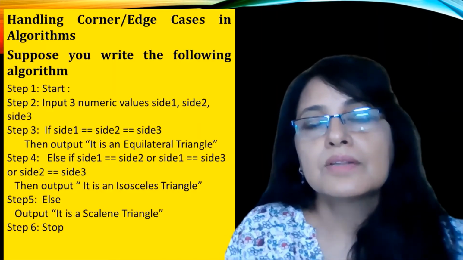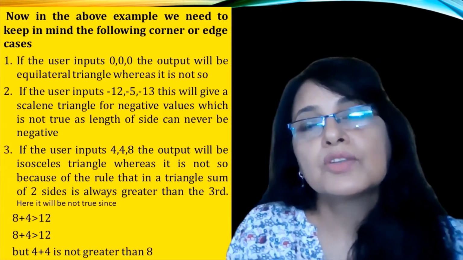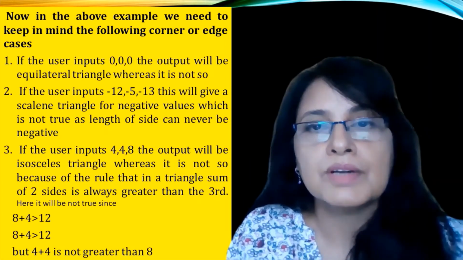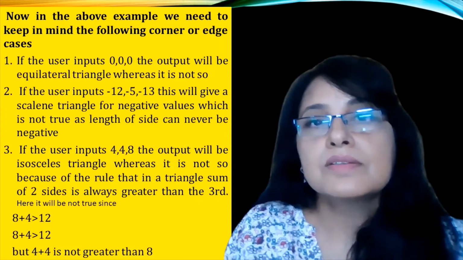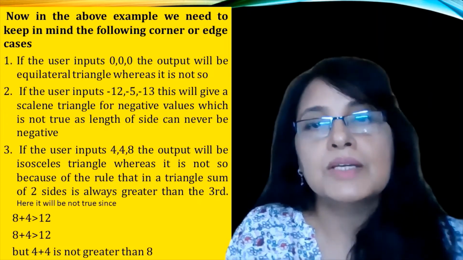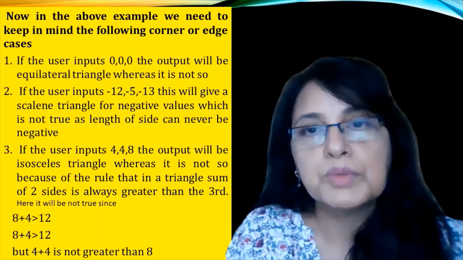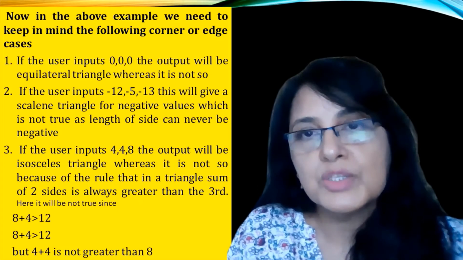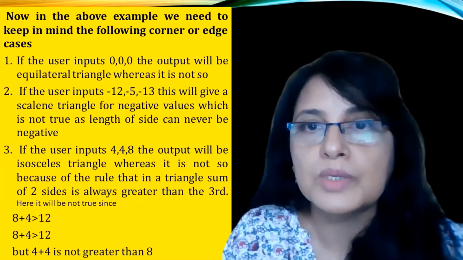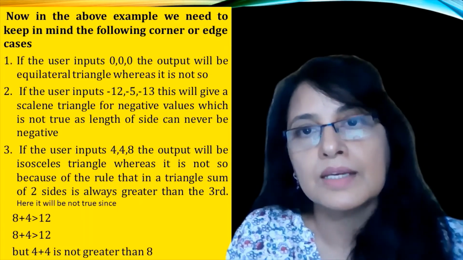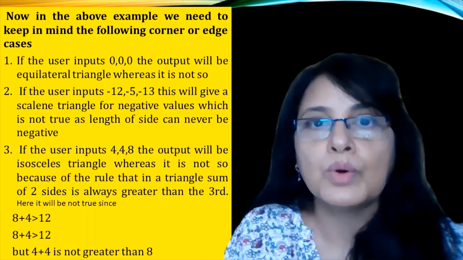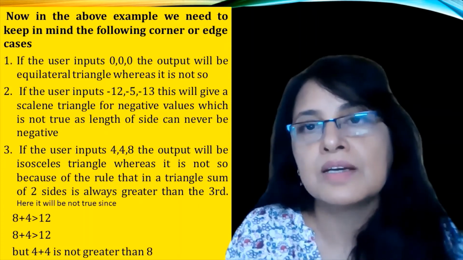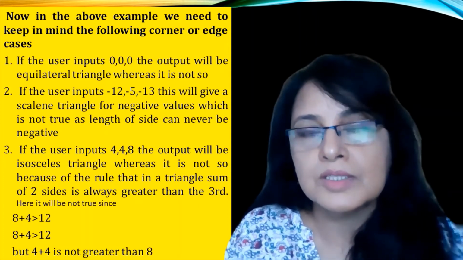Now, in case the user inputs 3 zeros, this should not give us an equilateral triangle, which it will. In case the user inputs any negative value, it should not give us any output because length cannot be negative. And if the user inputs such values that the sum of any 2 is not greater than the third side, then we are actually breaking the rule of the triangle sum property. That is, 2 sides should always add up to greater than the third side.